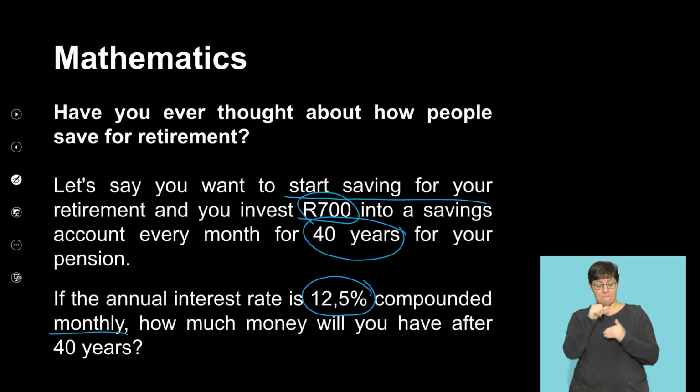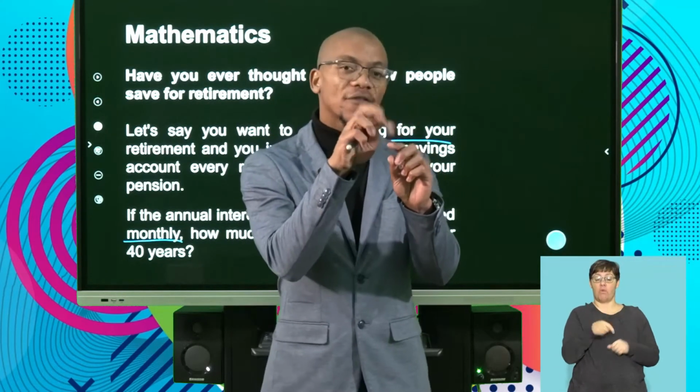compounded monthly, that means you are getting this 12.5% divided into small portions that they're going to give to you on a month-to-month basis. Not that. So let me please explain this. It does not mean that every month you are getting 12.5%. No.